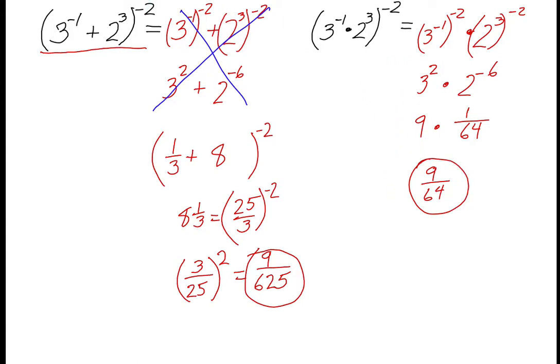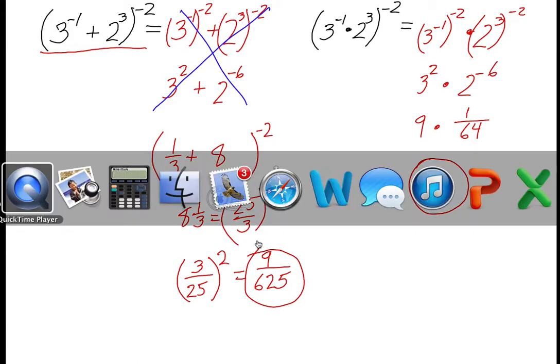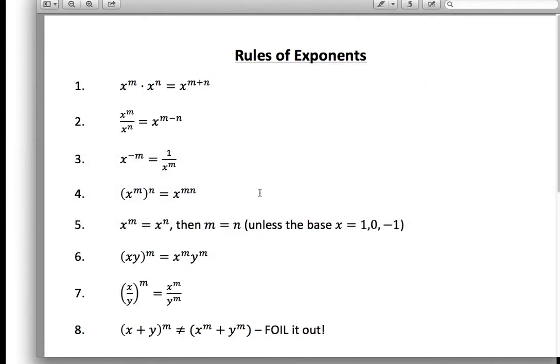Okay, one more example to see, just to refresh our memory on this. Oh, by the way, rule number 4, as I've got it on this list, says when we take something to a power and then raise that to another power, you multiply the exponents together. This cheat sheet of rules of exponents is available as a link on the blog.